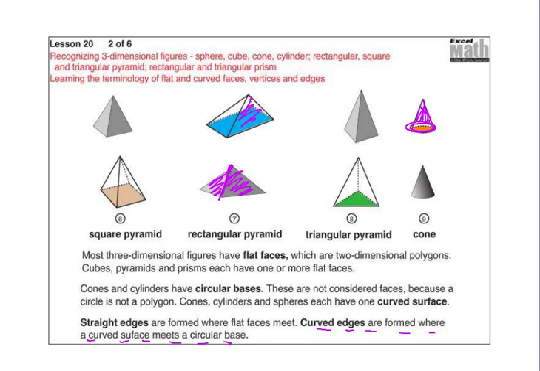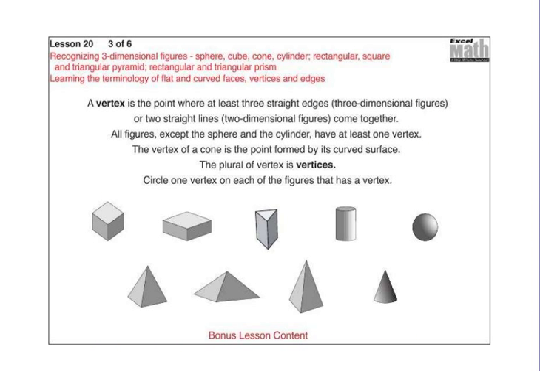so that's a curved edge. All right, a vertex is the point where at least 3 straight edges, in 3-dimensional figures, or 2 straight lines, in 2-dimensional figures, come together. So this is a vertex there, this is a vertex here, vertex, vertex. The way I remember that is, all figures except a sphere and a cylinder have at least one vertex. The vertex of a cone is the point formed by its curved surface. Okay? The plural of vertex is vertices. This is one vertex, and that is 4 vertices that I have marked.